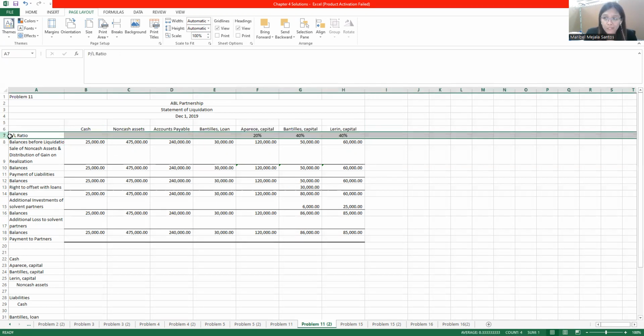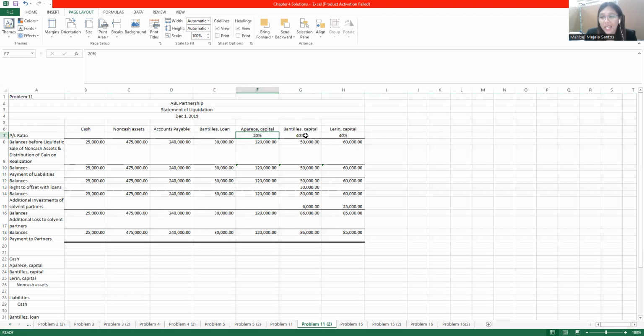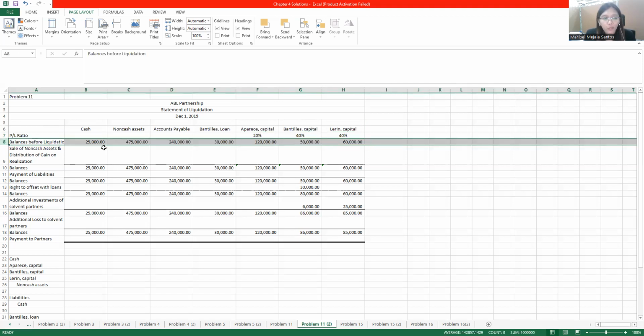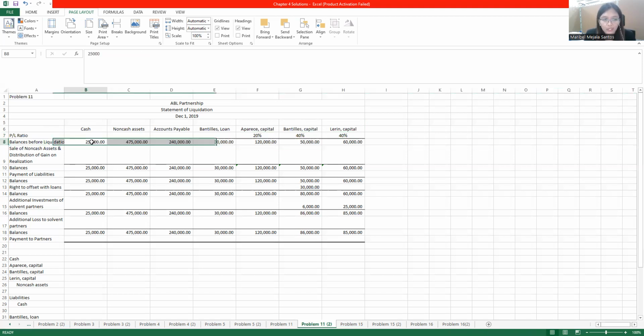Also, so we don't have to memorize it, we already include the P&L ratio of each partner. Make sure that the P&L ratio is always equivalent to 100%. Now, we put the balances before liquidation. For cash, it's 25,000. For non-cash assets, so that's all other assets such as accounts receivable, inventories, and PPE, it's 475,000 pesos.